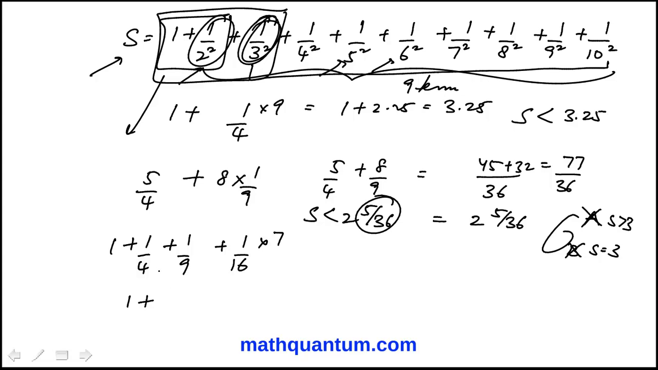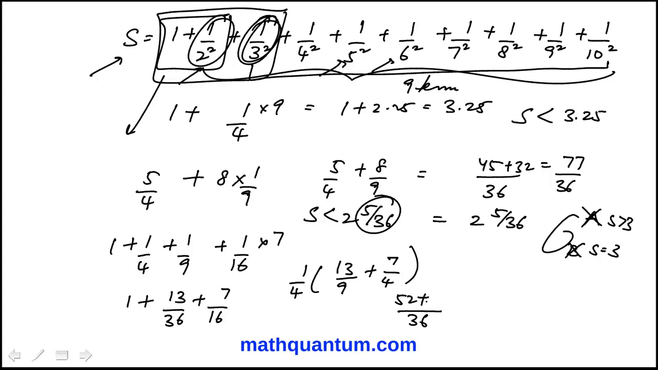So this is going to be 13/36 plus 7/16. I'm going to add those 2. Actually, I'm just going to factor out a fourth. You'll see a little bit of extra work, but at least this is how I did it. So 115/36 times 4, which is 144, so 115/144. Our better approximation is 1 and 115/144.